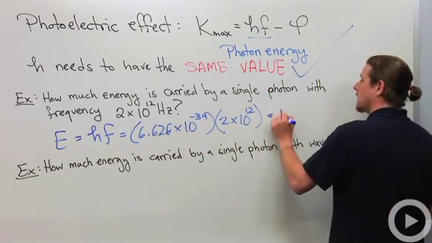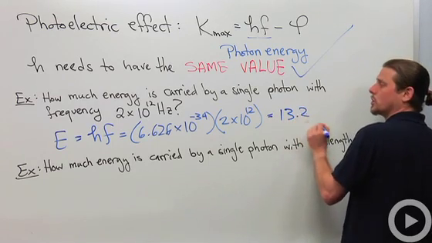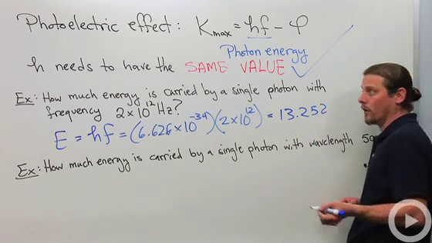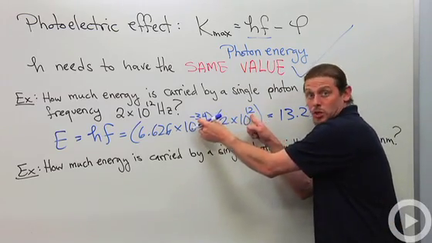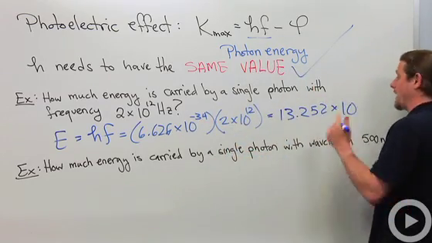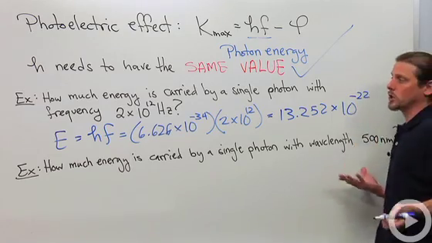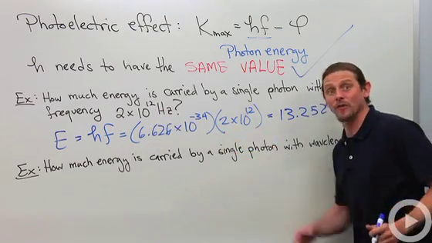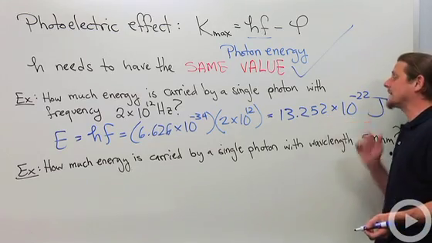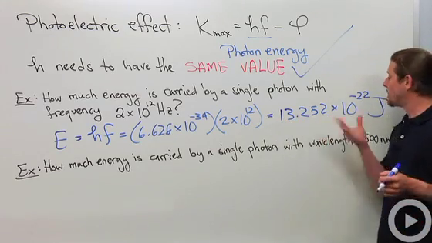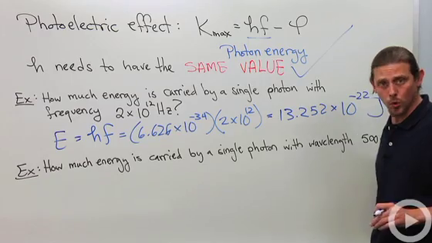Well, that's going to give us 13.252. And then it'll be times 10 to the what? Well, 12 minus 34 is negative 22. What's the unit? Well, it's an energy. Everything was in SI units, so it's in SI units. So that's the answer: 13.252 times 10 to the minus 22 joules.